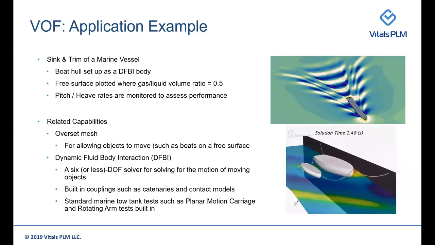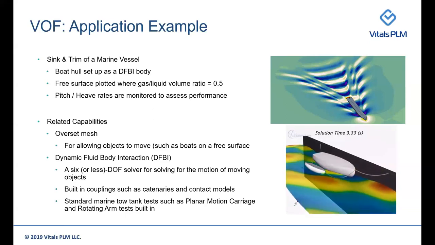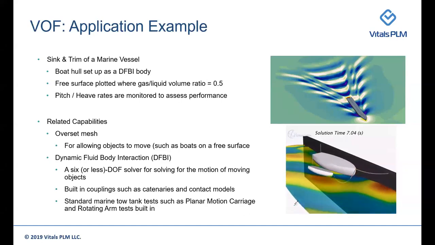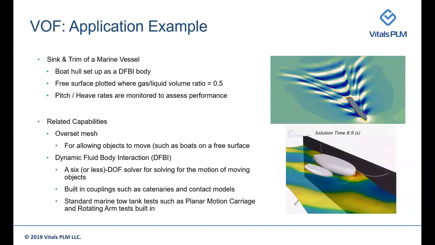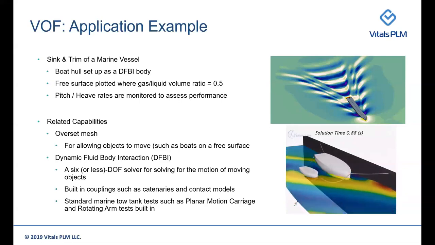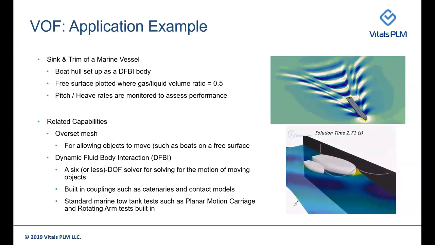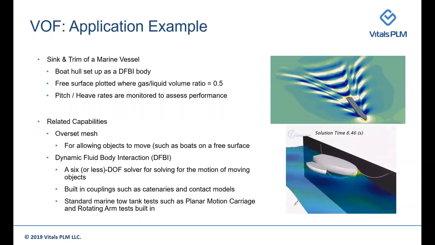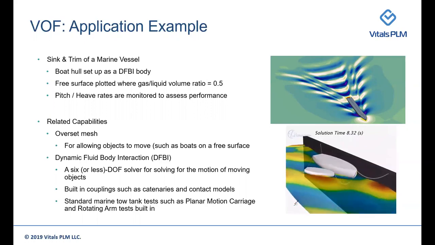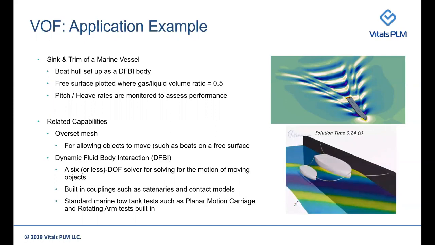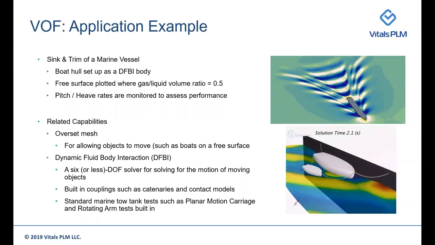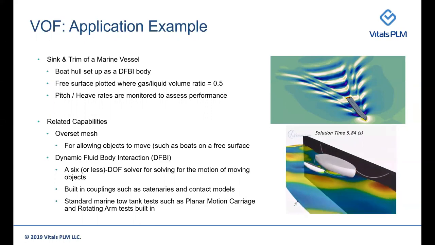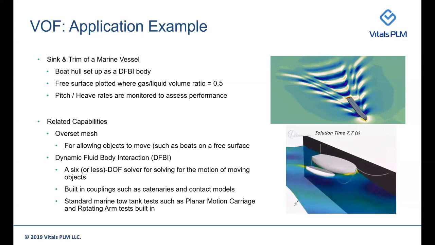The bottom animation shows the interaction of two boats, where other capabilities have been used along with the VOF model. Here, the WAF mesh is used for allowing the objects to move, and the big boat and small boat have been modeled as dynamic fluid body interaction models. Within the DFBI model, these two bodies have been modeled with six degrees of freedom. You can also see these two boats have been connected with some strings, allowing for further flexibility.